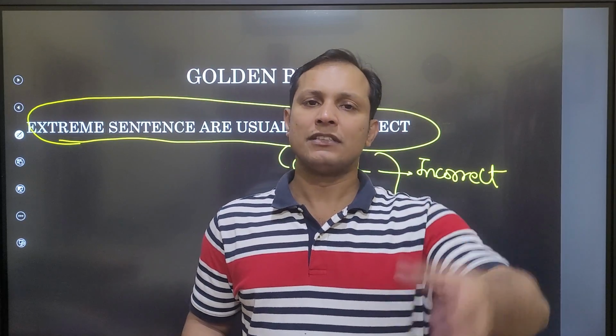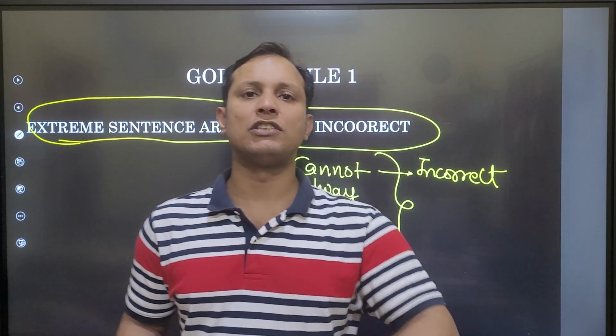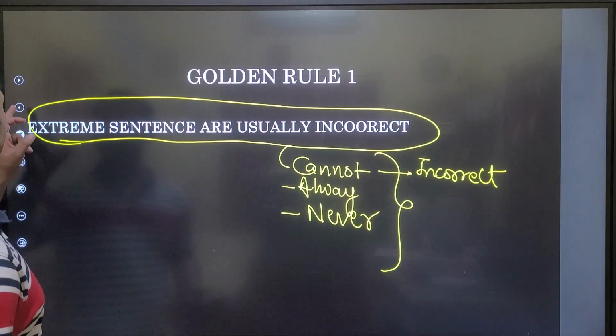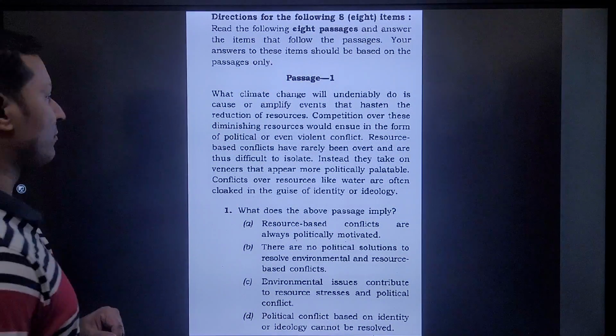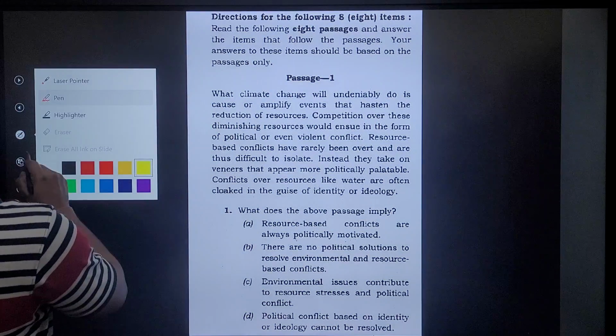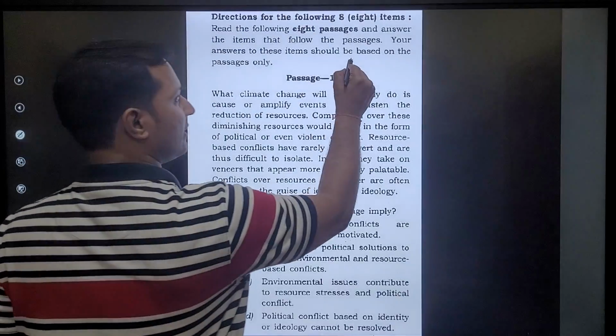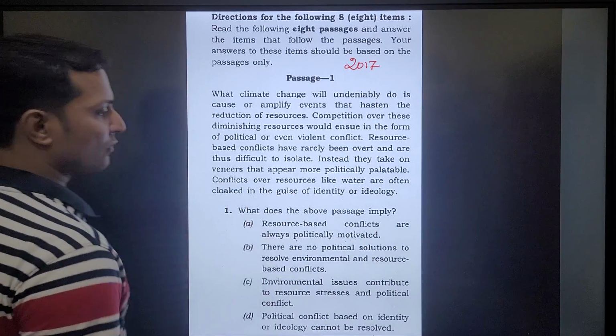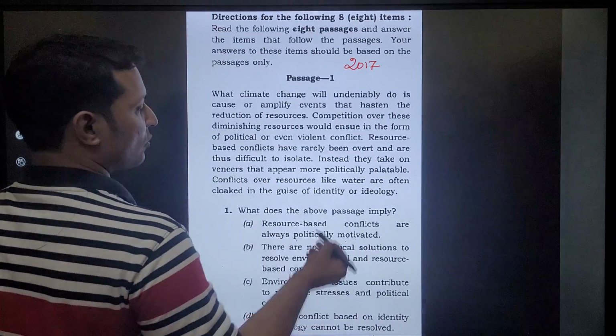Many a times, just by reading the question, you will get the answer. And I am going to show you with one example. Let us read this question which came in the year 2017 and let us try to find the answer of this passage.